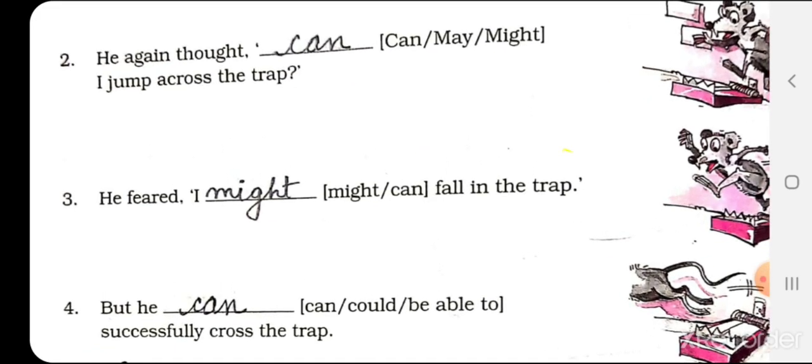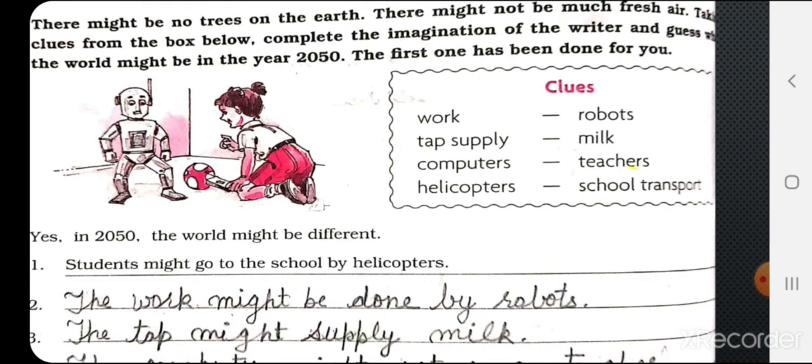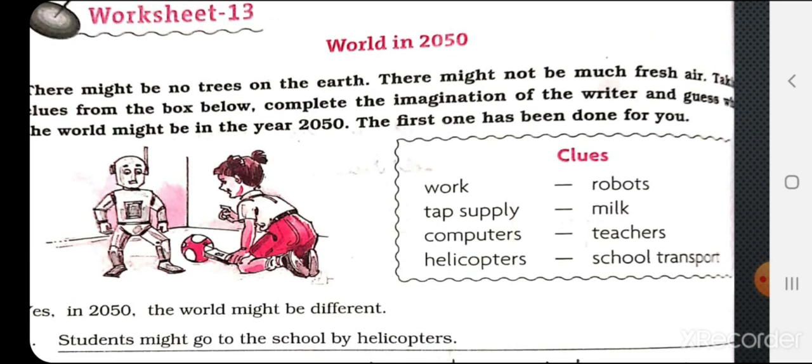Next, students, he again thought, can I jump across a trap? Then he feared, I might fall in the trap. But he can successfully cross the trap. Like this, students, you can complete this worksheet. Now beta, let's move on to worksheet number 13.